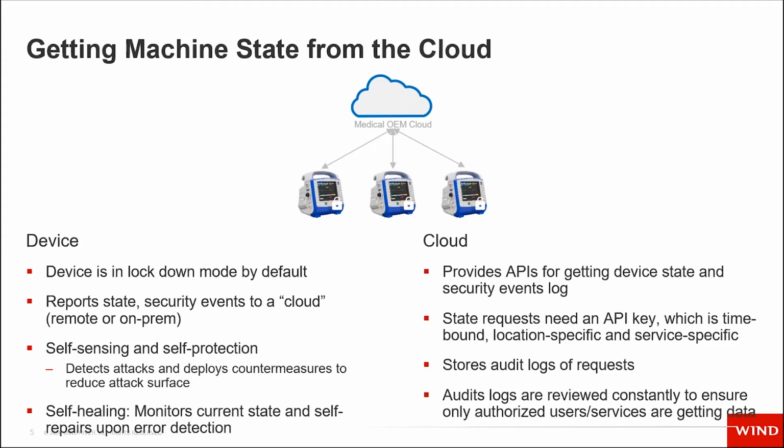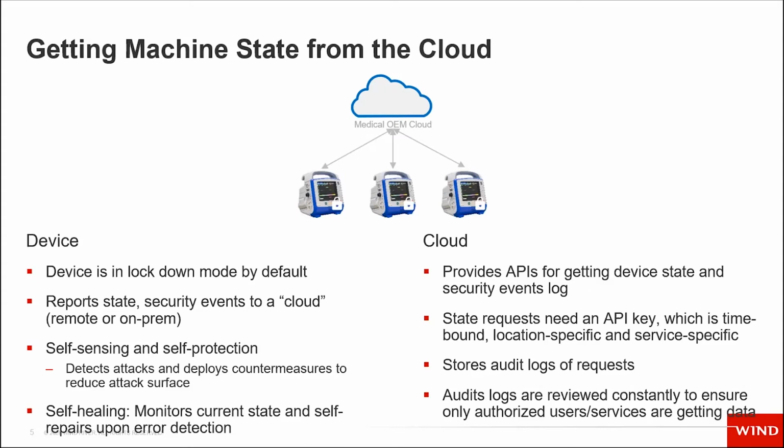Now on the cloud side, you get a few more advantages as well. So we now have very specific and definite APIs for getting device state and security event logs. The state requests need an API key. Once again, that API key can be time-bound, it can be location-specific, it can be service-specific.